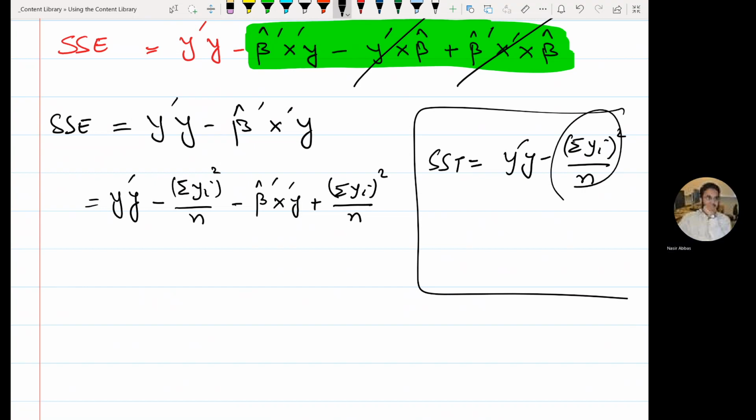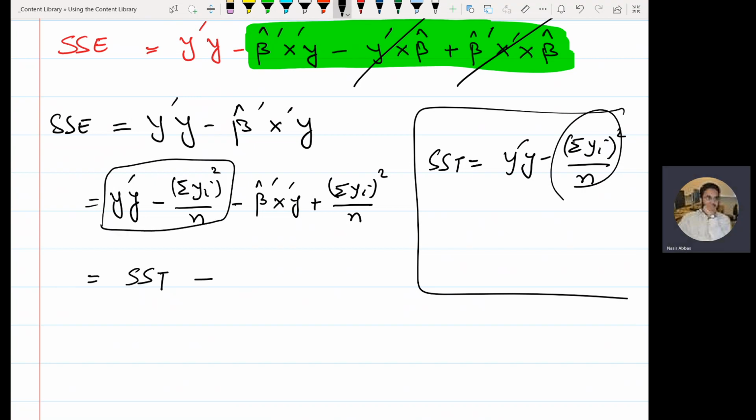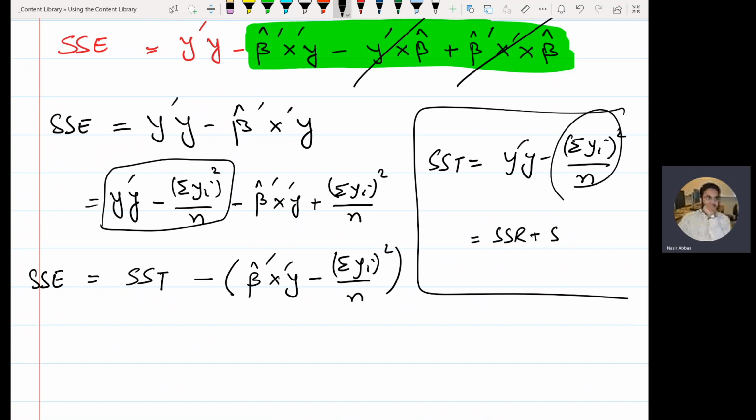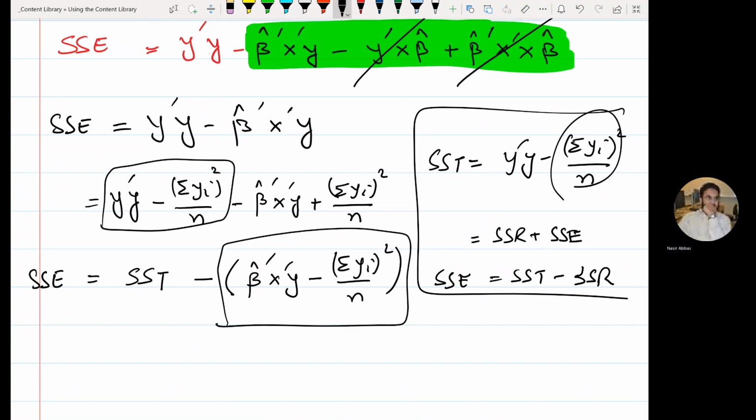Clear? Now, what is this? This is SST minus, I take minus common. So I will have beta hat prime X prime Y minus summation yi whole square over n. This is SSE. And we know that SST is SSR plus SSE, correct? Meaning SSE should be SST minus SSR, correct? Which means this thing is what? This is SSR.